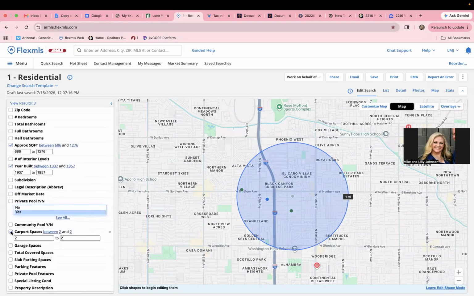This guy. I'm going to take off carport. Okay, that helped.